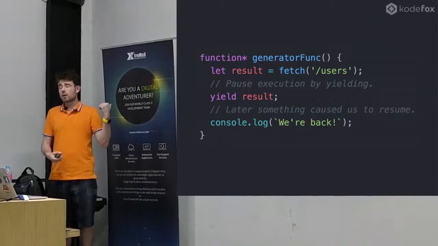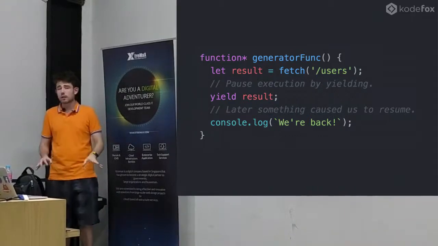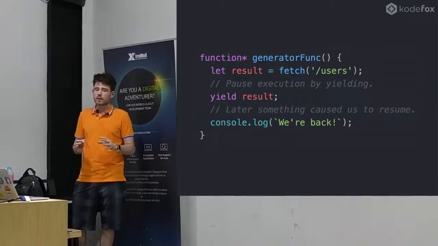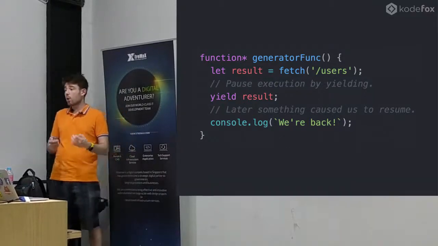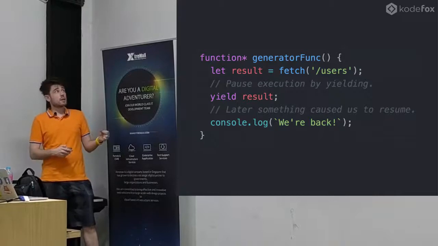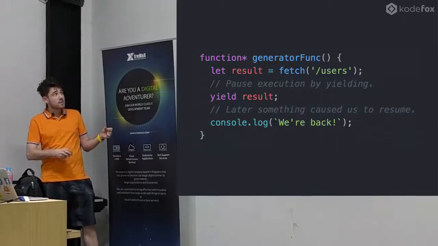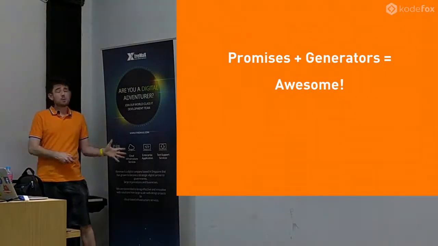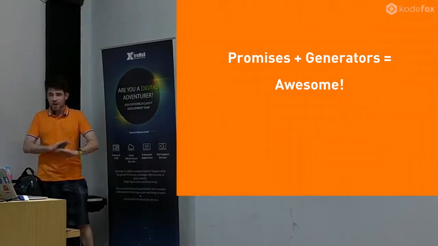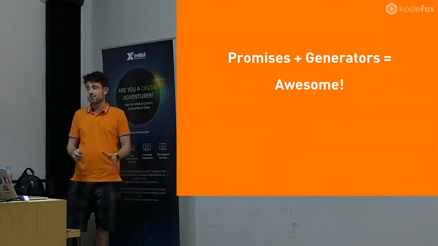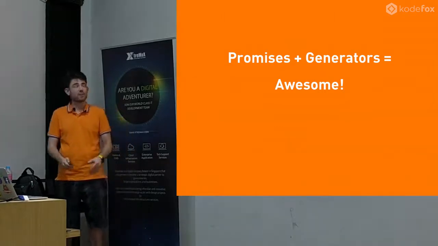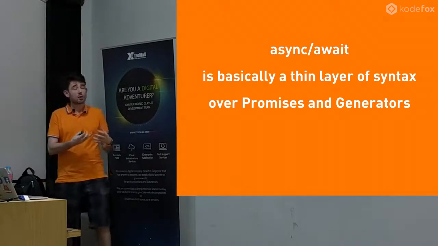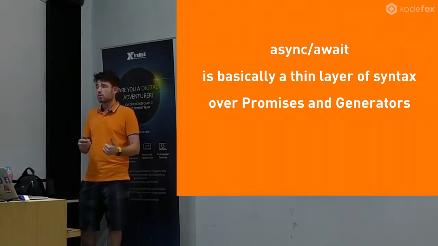So generators are pretty complex, and I don't want to spend a lot of time on them. I just want you to know that generators are the only thing that allows this to work, because we can pause our function. And it's important to understand it just pauses this function, not everything. So we take promises, we combine them with generators, and we get awesome stuff. So this is the whole point. We get async await. It's basically just a layer of syntax on top of generators and promises.